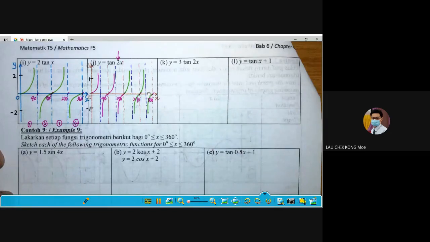Okay, next one. Dah. Oh, Evelyn pun line tak bagus no. So ini mesti guna pembaris ha. Okay.